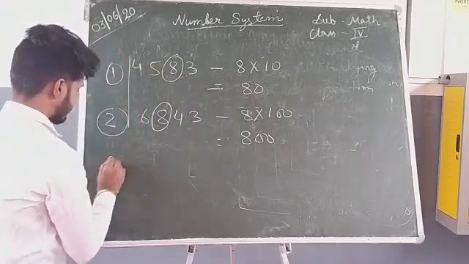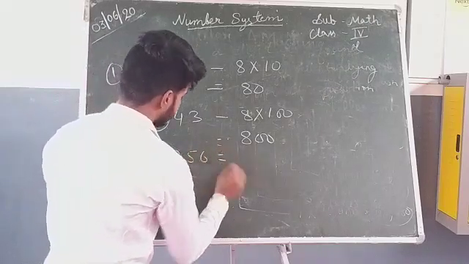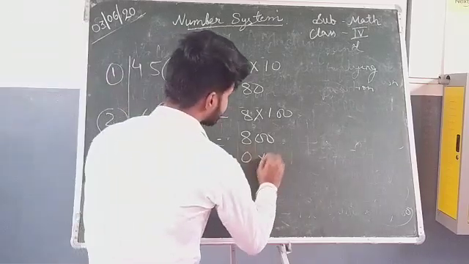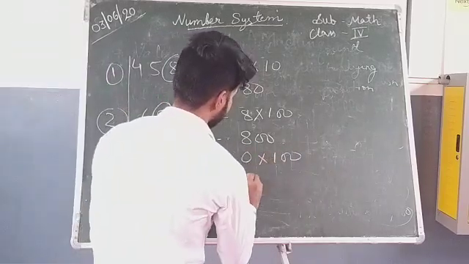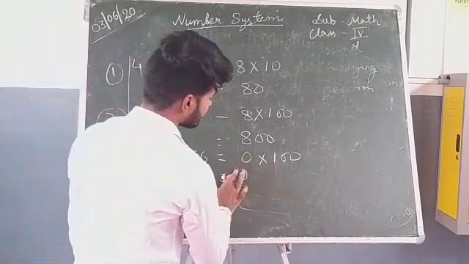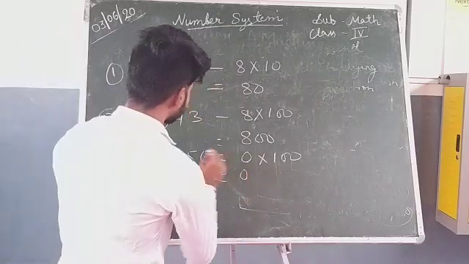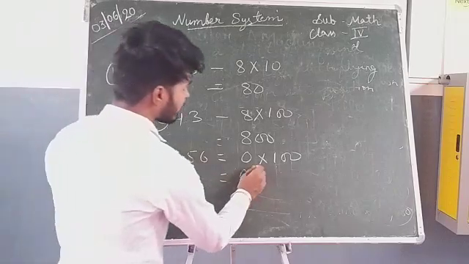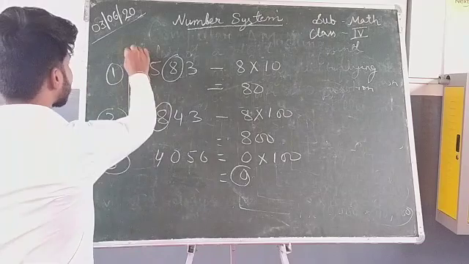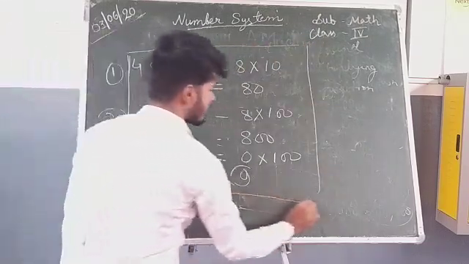Once more, example 3. 4, 0, 5, 6. Now it is 0. So 0 into 100 is 0. When we multiply 0 with any number, it will be 0. So there will be no change in the number. When we multiply 0 with 1000, 100, 10, it will always be 0. So these are some examples of place value.